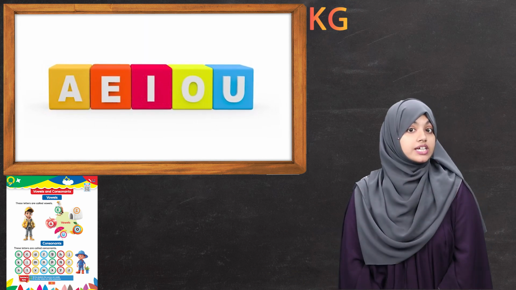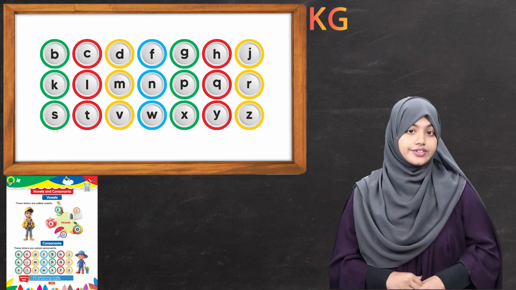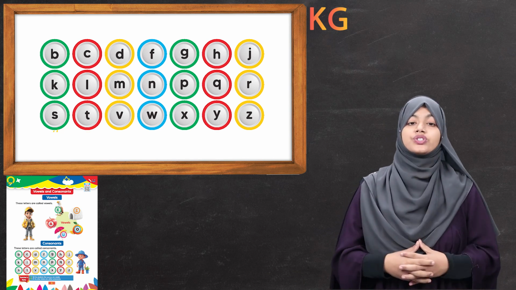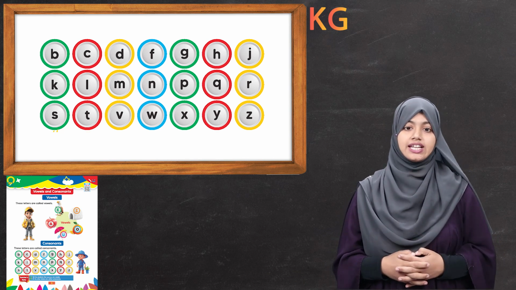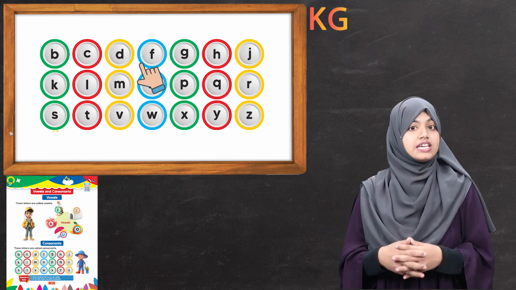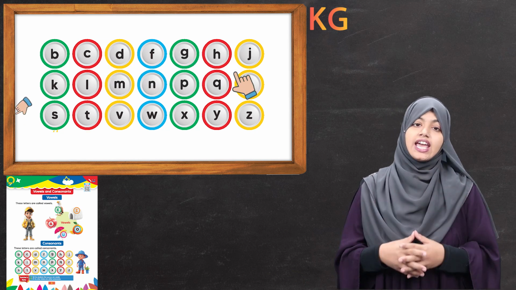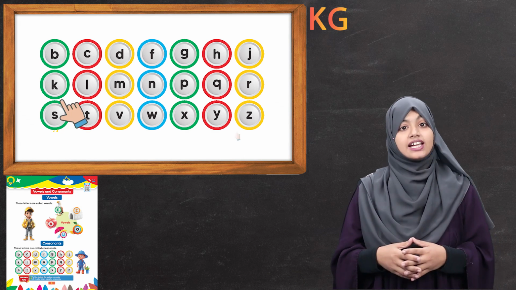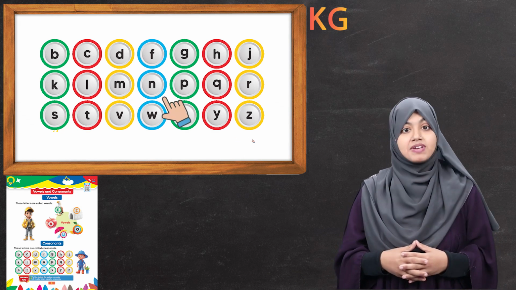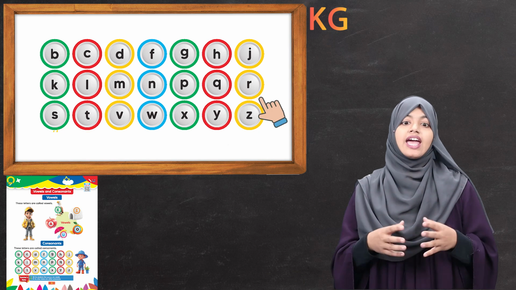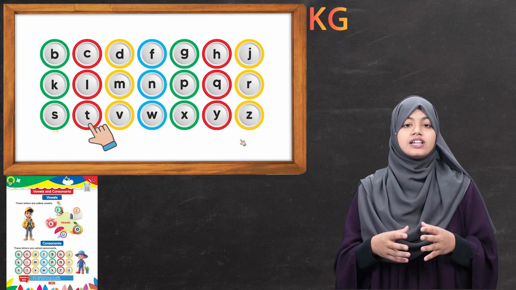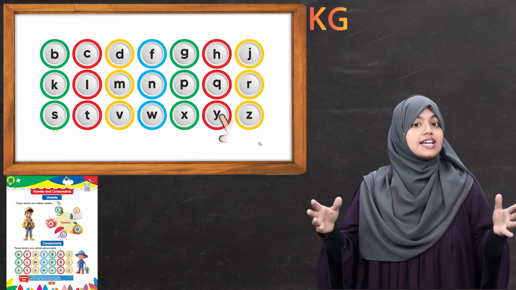And what are the consonants? These are the other letters other than vowels. So these are the consonants like letter B, C, D, F, G, H, J, K, L, M, N, P, Q, R, S, T, V, W, X, Y and Z.